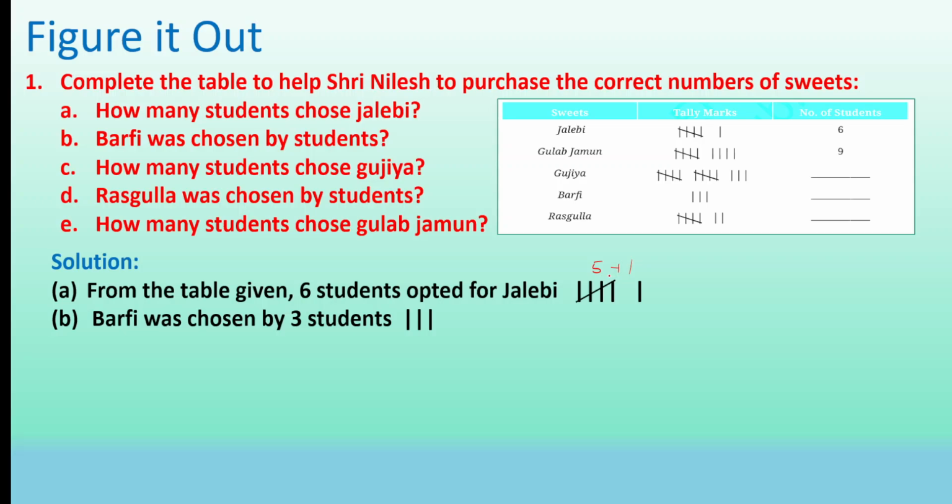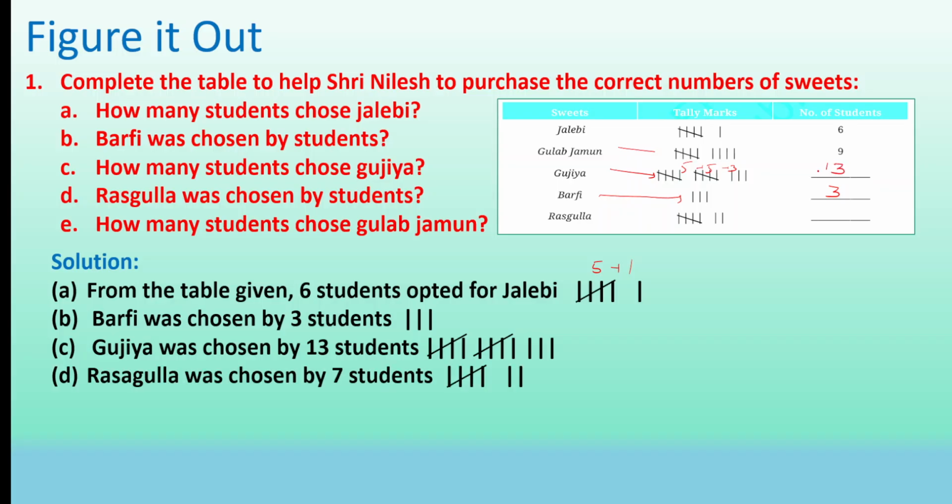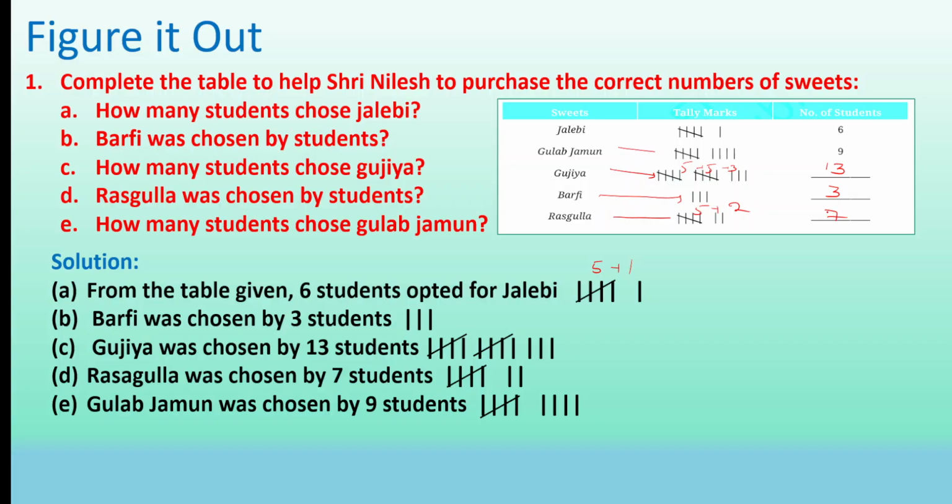Second question. Barfi was chosen by 3 students. Here, for barfi, the number of students is 3. Third question. How many students chose gujia? Gujia was chosen by 13 students. 5, 5, 3. 5 plus 5 plus 3 is 13. Rasgulla was chosen by 7 students. 5 plus 2 is 7. Gulab jamun was chosen by 9 students. 5 plus 4.